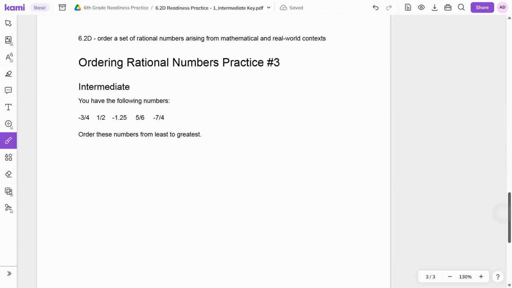So now we've got some numbers and we've got some decimals. We've got some mixed numbers. Oh, we got some improper fractions. There we go. We need to order them from least to greatest. Let's see if we can do that same thing, because I see some negatives and some positives.